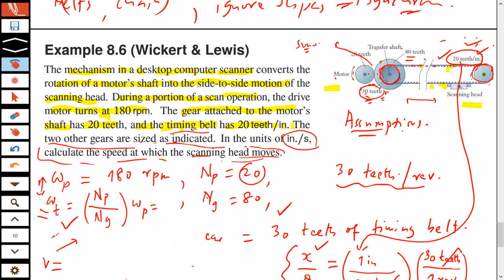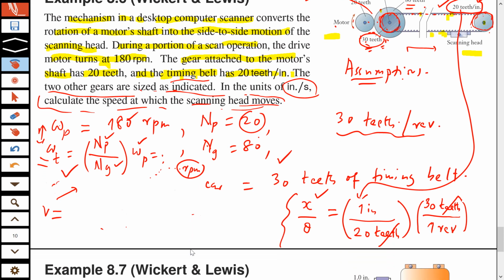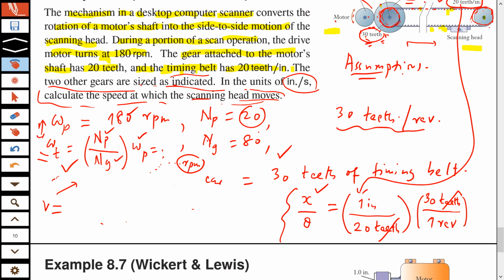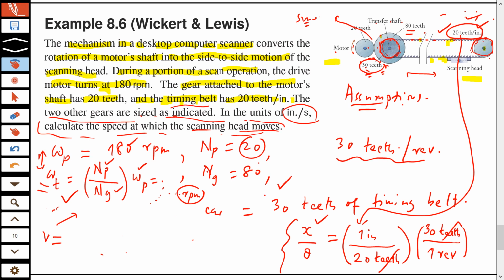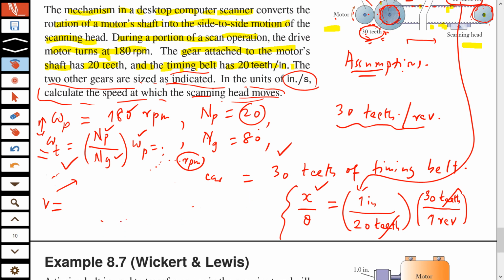The value of np will come here, 20. The value of ng will come here. The value of omega p will come here. And this will give me omega t in rpm, revolutions per minute. Now that same omega t must be true for the 30 teeth gear. Okay. Now I can combine all these pieces of information.